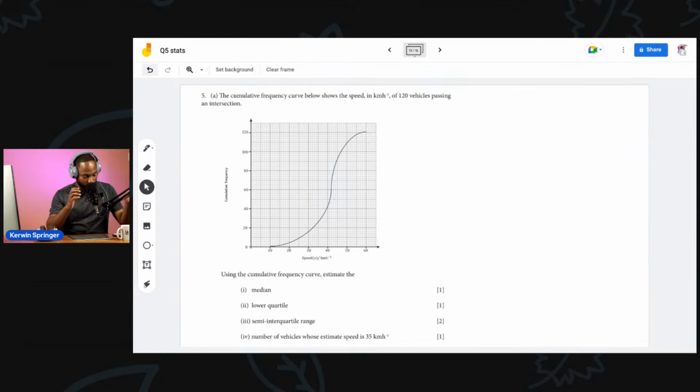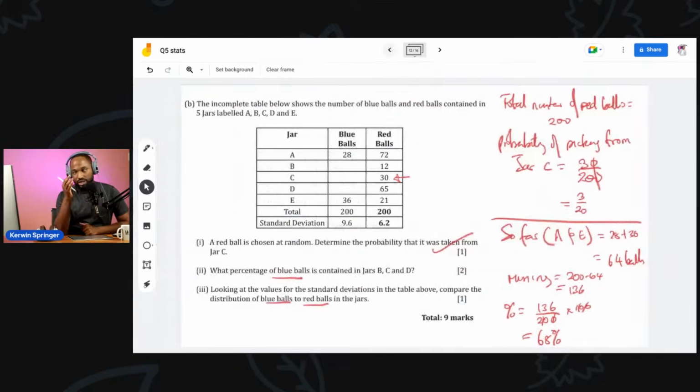But let me know. Looking at the values for the standard deviation in the table above, compare the distribution of. This is the way they're asking about standard deviation over the last five years. The new exam was in 2018. So how are they asking it? How do they want you to describe it?